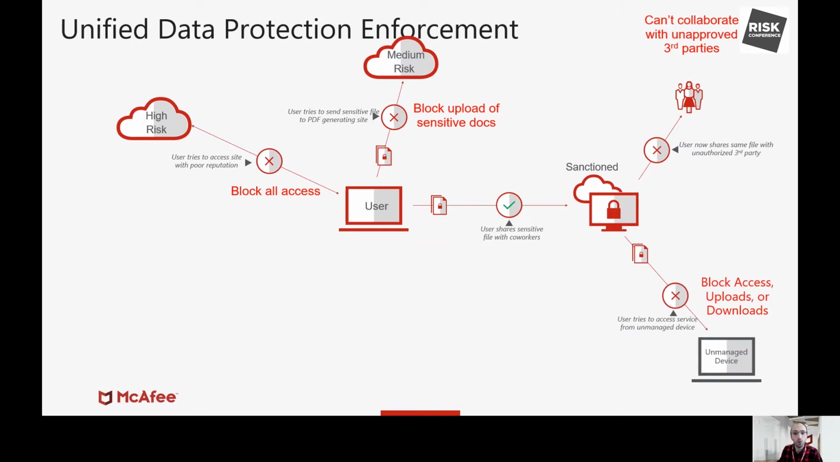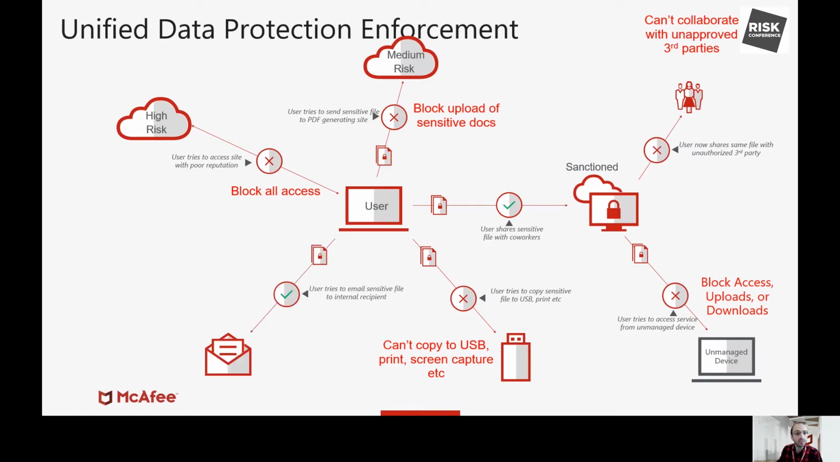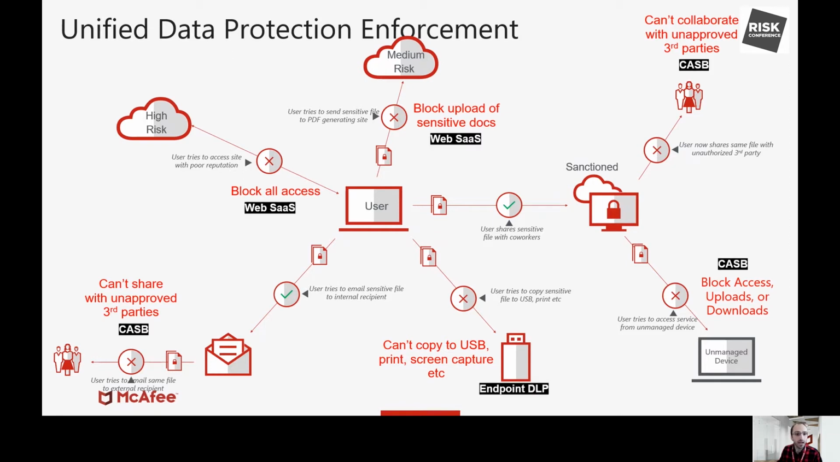Next to this, we can also block uploads and downloads of files from unmanaged devices, while we can also block any sensitive and confidential data from being shared out by sending it by email, USB, or printing it. Another point is allowing users to email sensitive data to internal recipients while still blocking any possibility of sharing this file with an unapproved third party. How do we do this in UC? You can see now all the names of the products we leverage from Web SaaS, so our Web Gateway Cloud Service solution, which we now also see as a cloud forward proxy, CASB, and of course, Endpoint DLP.